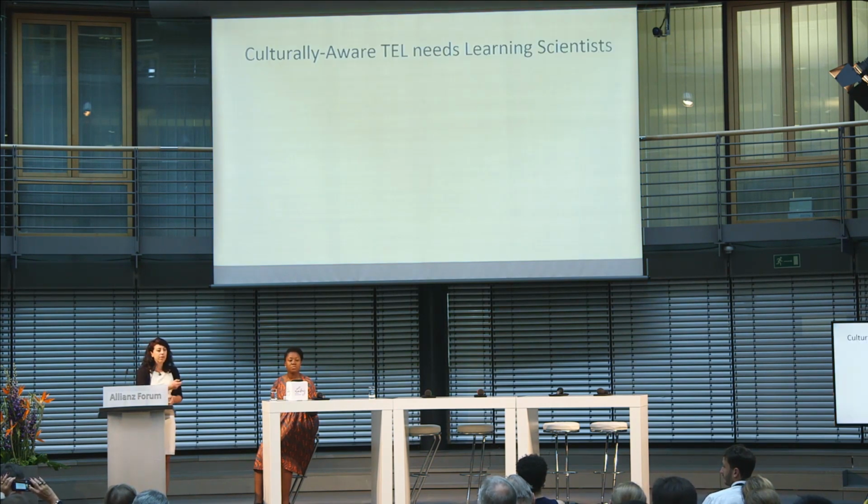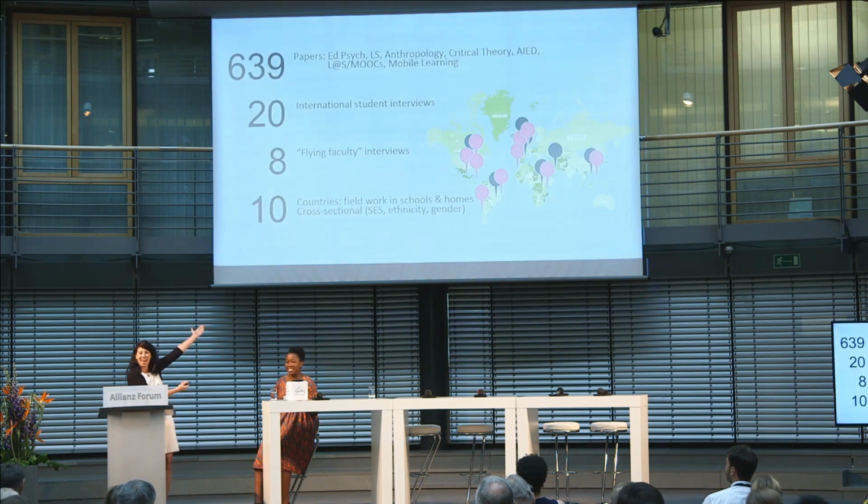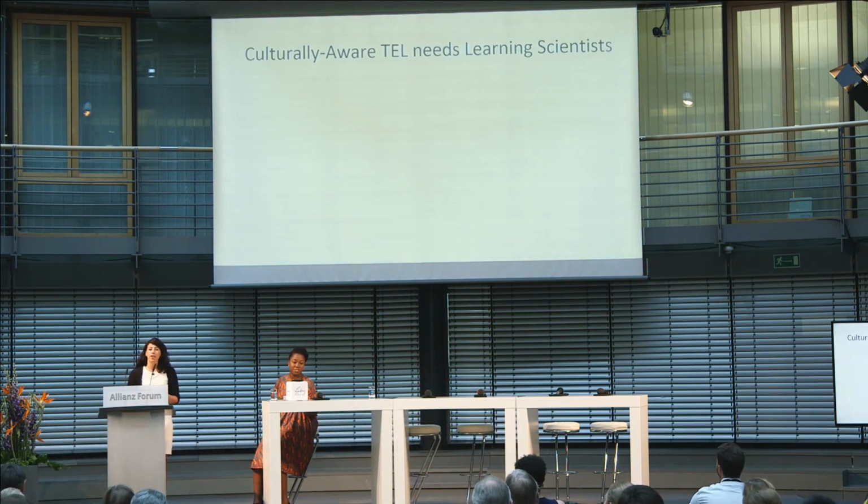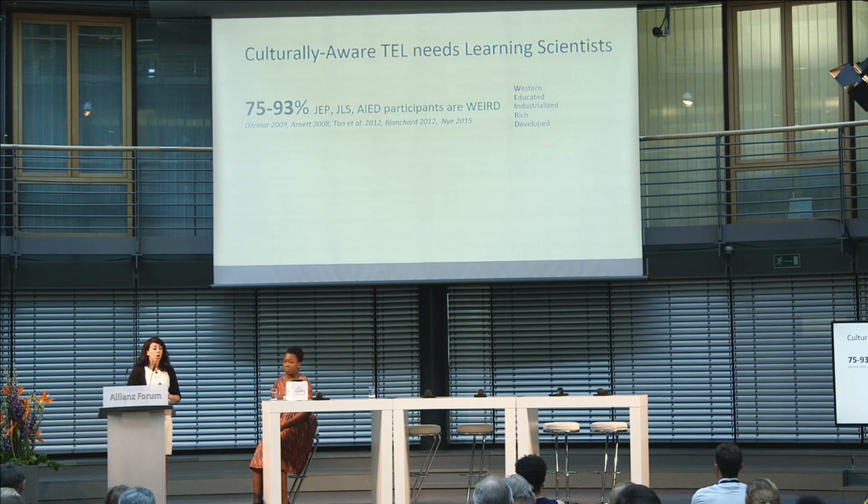And one of the most important things that I'll give you this picture again. One of the most important things that we found as we got started, particularly with the work in these papers, was that culturally aware technology-enhanced learning needs more learning scientists. Why is that? Well, in particular, what we found from a wide set of review papers was that up to 93% of the participants in our studies are weird. And by weird, I mean that they come from Western, educated, industrialized, rich, and developed countries.